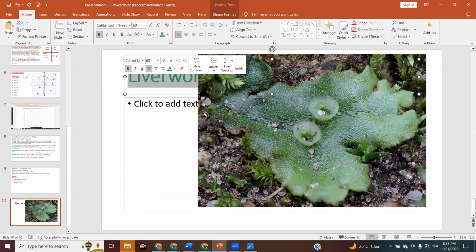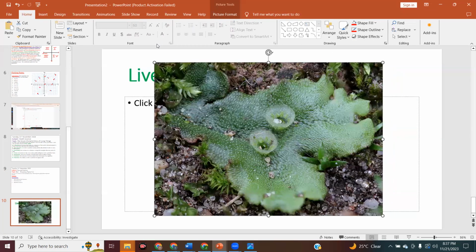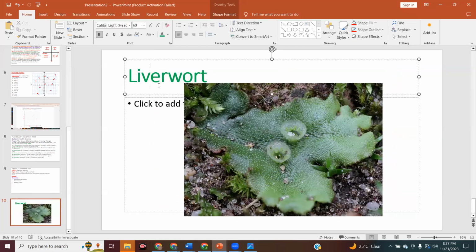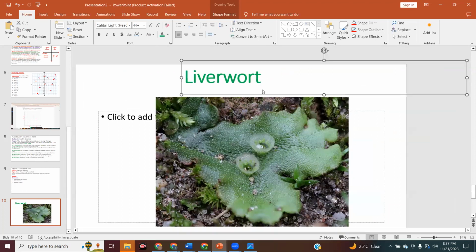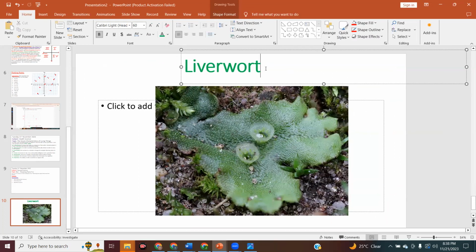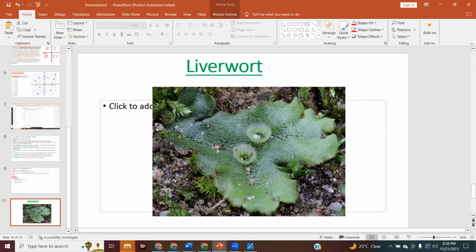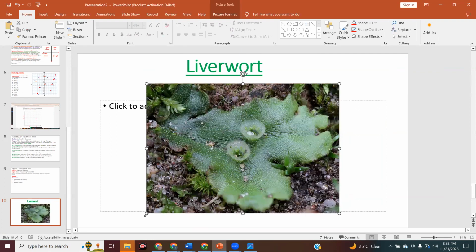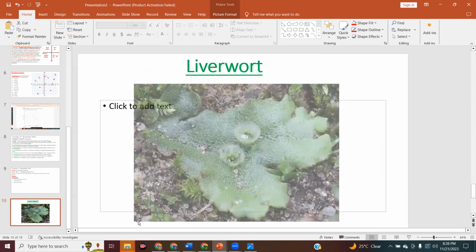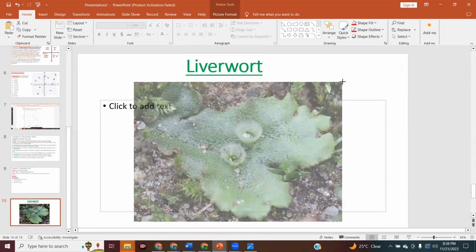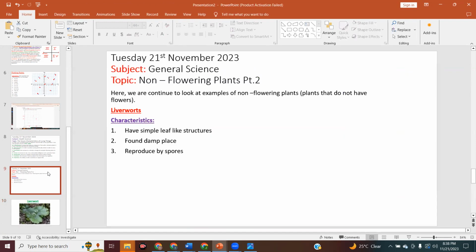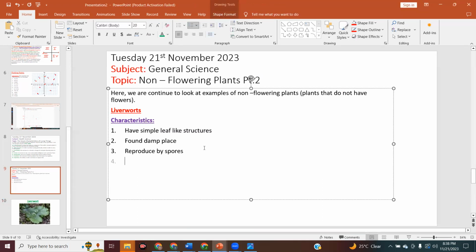Let's use green. So does this plant have any flowers? No, sir. Because it's a non-flowering plant. Good. Yes, Claremont? Can you screenshot slide 9? Slide 9. I'll return back to it.